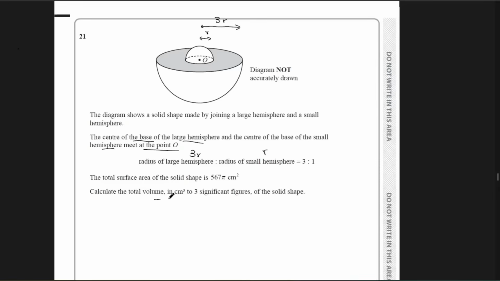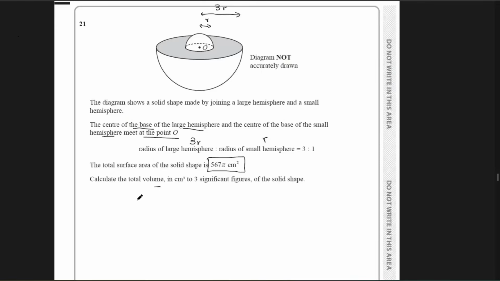So we need to calculate the total volume. To calculate the total volume, we need to calculate what r is. How do we calculate r? We need to use this total surface area value to calculate r. Once we get r, we can calculate the volume. Let's form an equation for the total surface area. So we can say total surface area is equal to 567 pi.